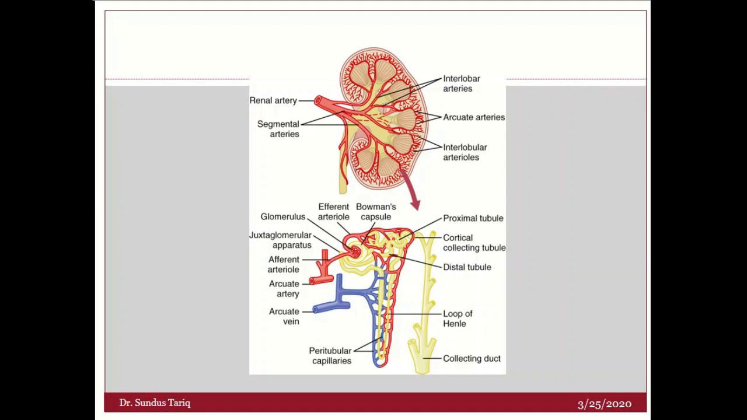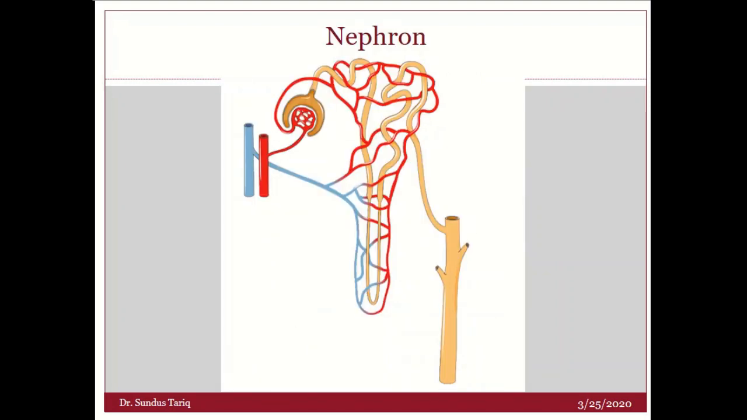So what is the structure of a nephron? We will see that. The yellow structure over here is called the nephron. The nephron is the basic structural and functional unit of a kidney. So this cup-shaped structure is called the Bowman's capsule. Extending from the Bowman's capsule is a convoluted structure which is called the proximal convoluted tubule.